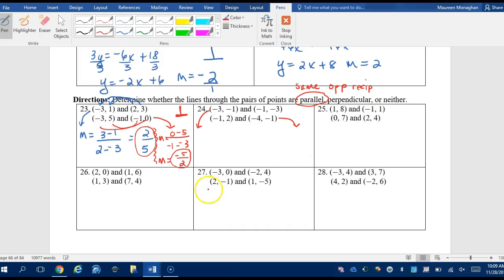Okay, this concludes our lesson on perpendicular lines. Hi, Nate.